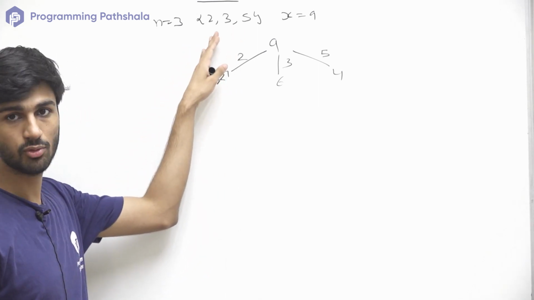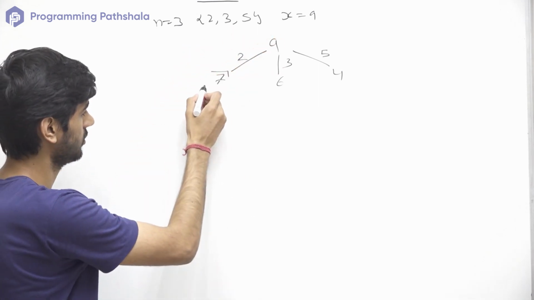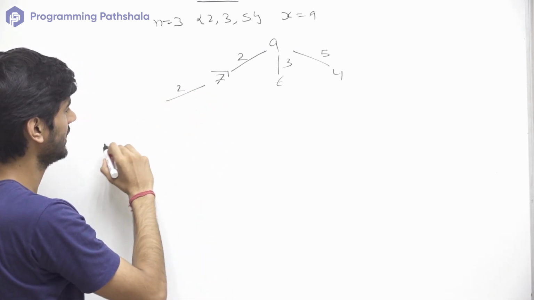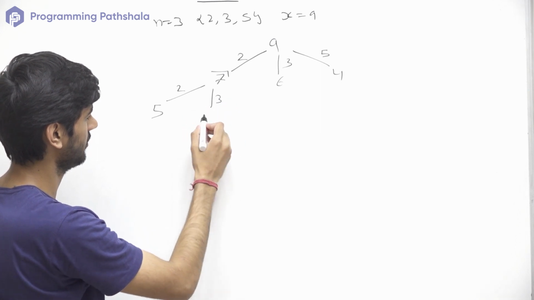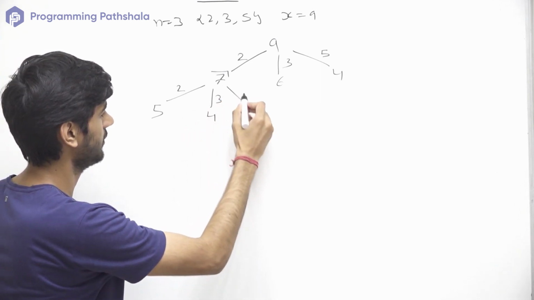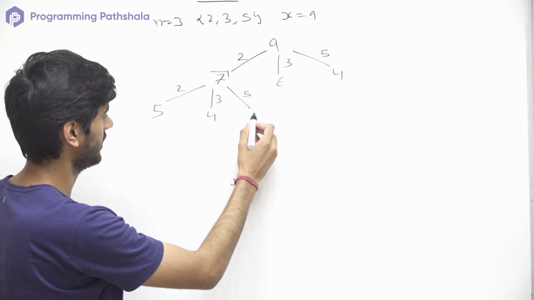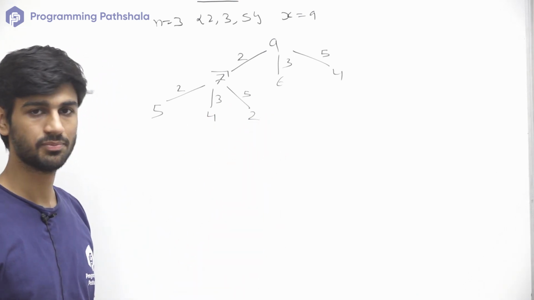We can pick a coin with value 2, 3 or 5. So if we pick a coin with value 2, in that case the remaining value will be 5. And if we pick a coin with value 3, in that case the remaining value will be 4. And if we pick a coin with value 5, in that case the remaining value will be 2, right?